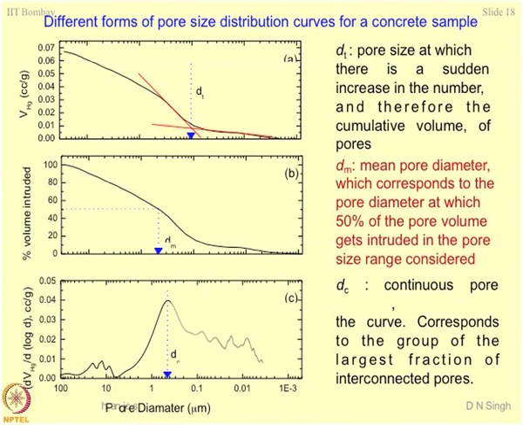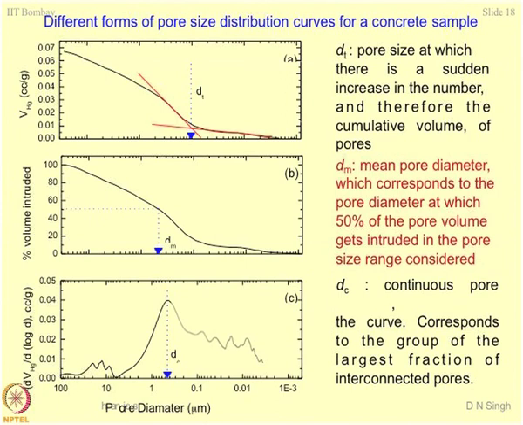And the last parameter is DC. This is known as the continuous pore diameter. This is what I was talking about in the previous slide, that the pores are continuously present in the system. This is the term known as DVH, that is the increase in volume of the mercury divided by the differential change in the log of the pore diameter. If you plot this index with respect to pore diameter, wherever you get a maxima, that corresponds to DC. So this is the continuous pore diameter, the maxima of the curve, which corresponds to the group of the largest fraction of the interconnected pores.